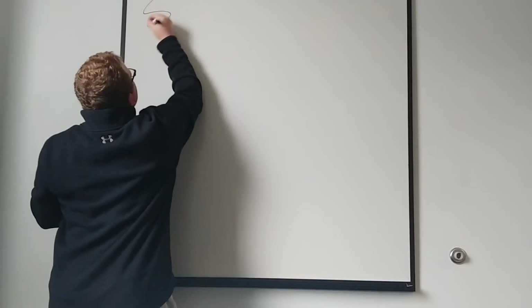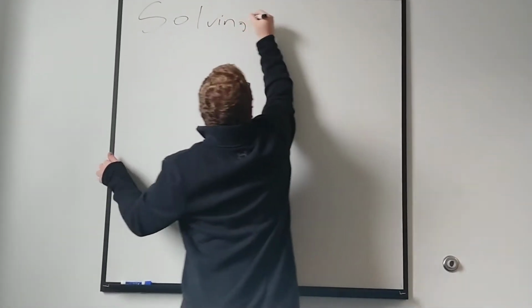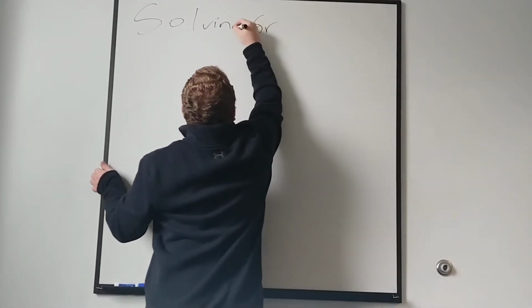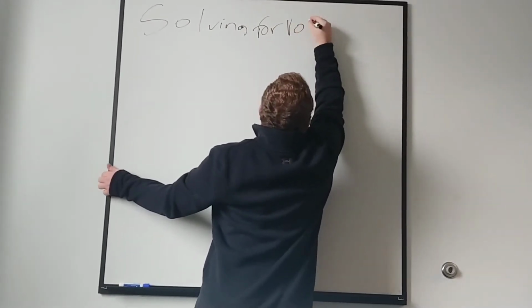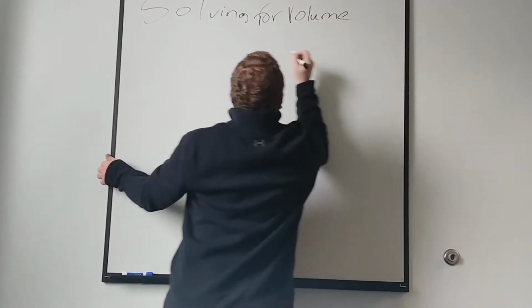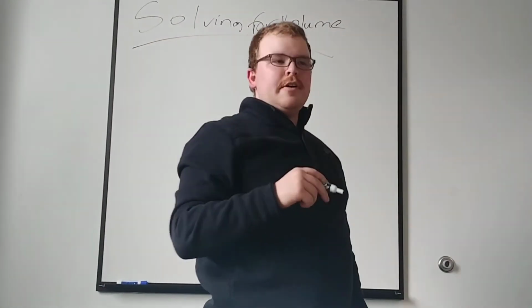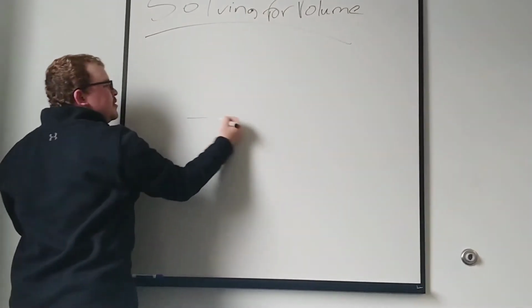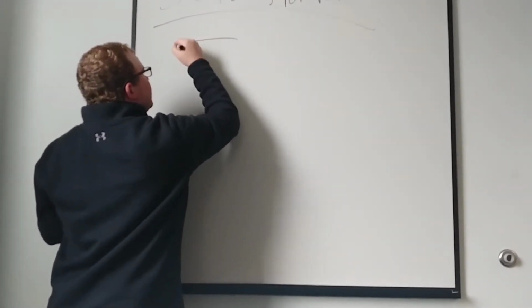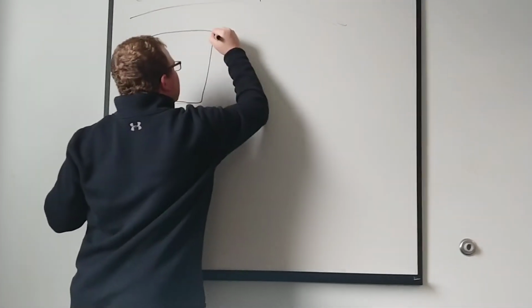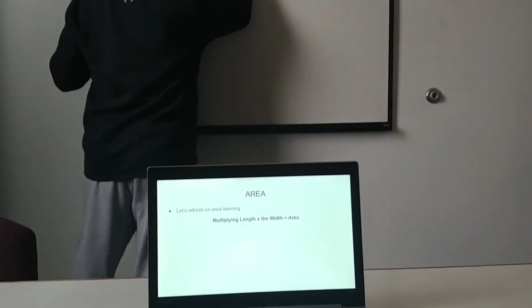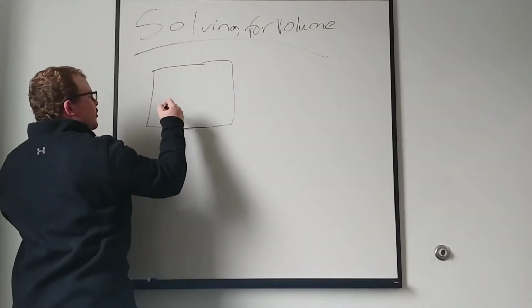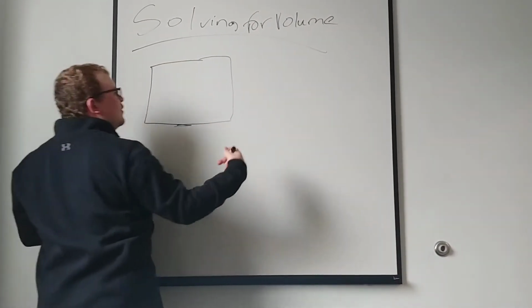Today we're going to be solving for volume. Okay. Now, what is volume, you ask? Volume is what is in between. Say we have a square or a rectangle. Say we have a rectangle, the volume is what's in between the rectangle.